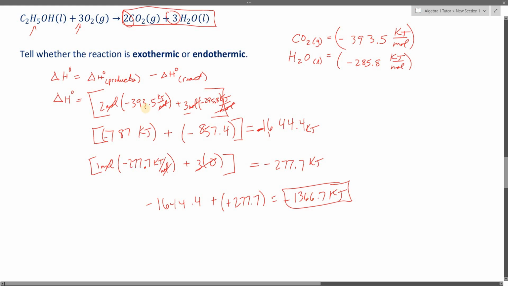Now, the question at the top, whether it's exothermic or endothermic: it is exothermic. Forgive my circling here. The reason it's exothermic is that the sign of delta H is negative. So if the delta H of formation is negative, it releases heat. Okay, so there's that.